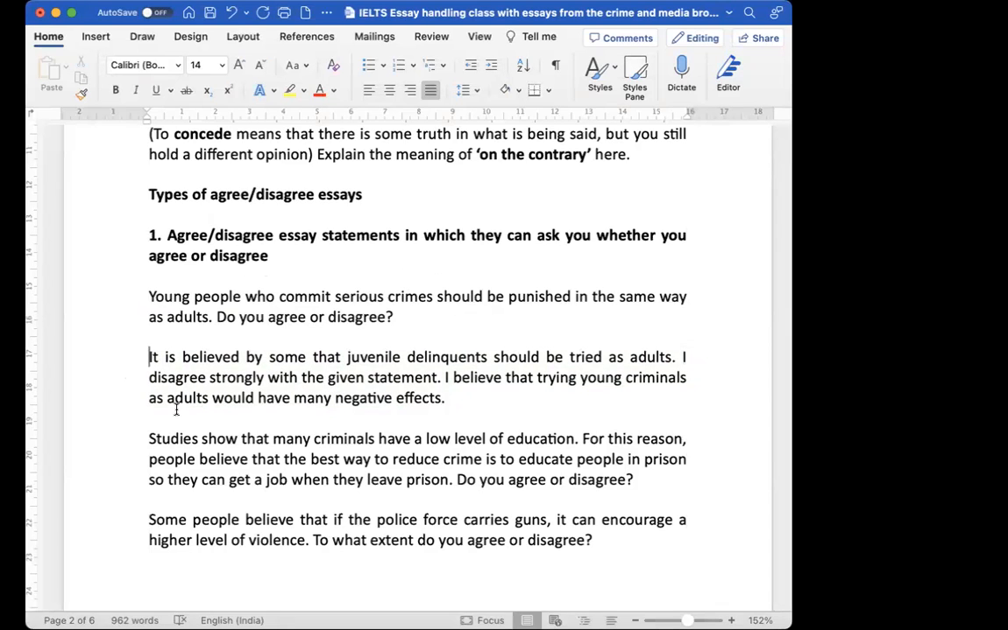You can spend more time thinking about it: what beautiful line can I put here that will impress the examiner? Now you will waste 3-4 minutes thinking about that beautiful line to impress the examiner. Then you will write that line here, and that line will be something related to crime.